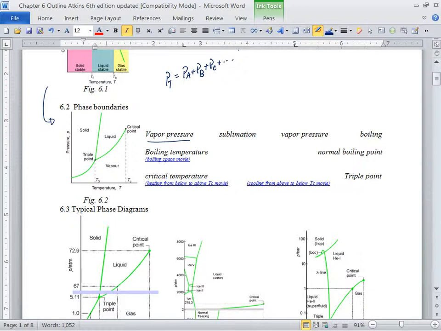The vapor pressure of water is equal to its partial pressure in the room, right? So you pick one of these. Pick one of these. Water's one of them in this room. Right? Water's one of them.